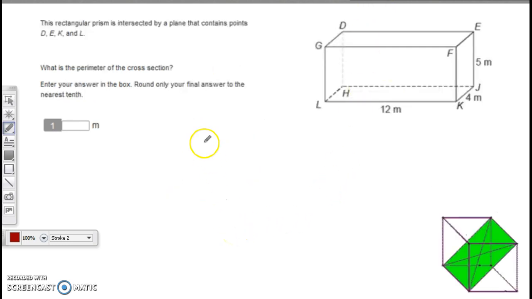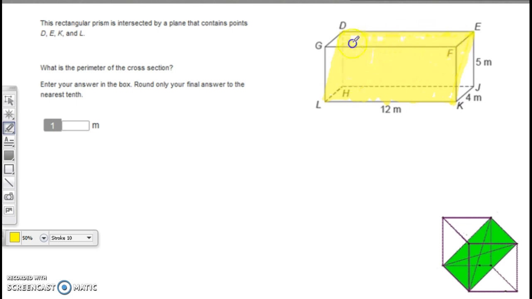And then this rectangular prism is intersected by a plane that contains the points D, E, K, L. So I'm going to go ahead and highlight that. D to E to K to L. Okay, so this might be hard for some of you to visualize, which is why I put another picture down at the bottom. But this plane is actually cutting it diagonally. It's cutting it from the top back of the box to the bottom front of the box.